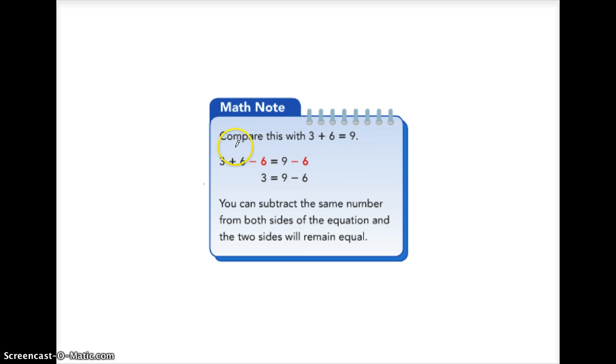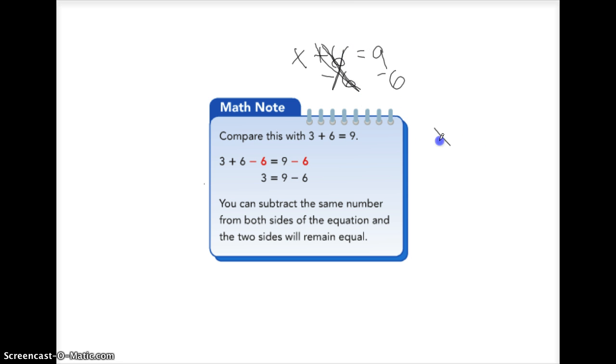So compare this with 3 plus 6 equals 9. You already know the answer of x plus 6 equals 9. You know the answer is 3. But in order to figure it out algebraically, we're going to subtract 6 from this side and subtract 6 from this side. When we do this, this cancels it out. So this equals nothing now. So now x is by itself.